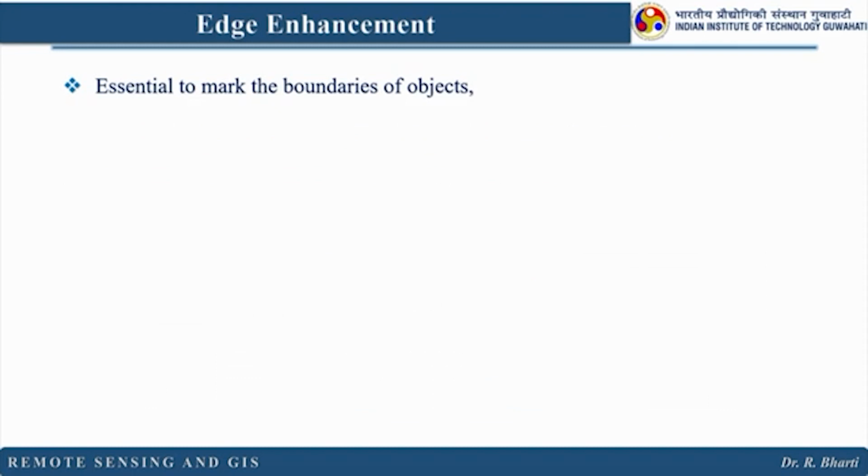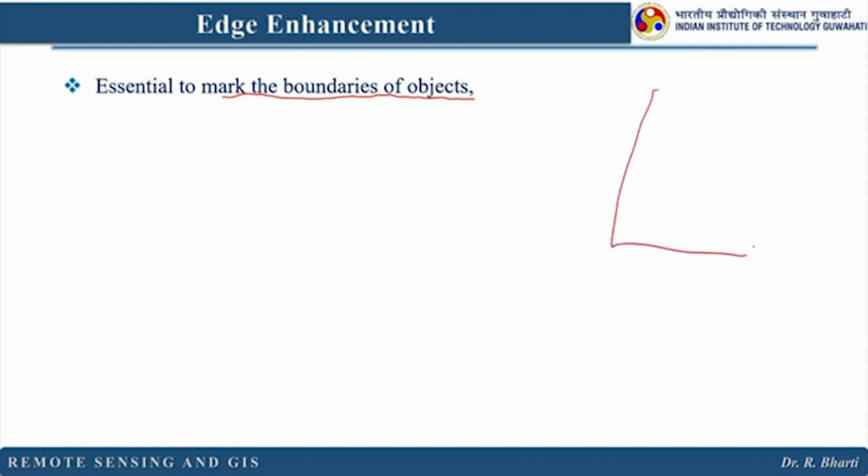Now it is very essential to mark the boundaries of objects. Why? Because our ultimate aim with this remotely sensed image is to interpret it, to have an input for our objective or for our model. How can we do that? By identifying the object or by identifying the material. Here I have written mark the boundaries of objects. If you want to estimate the area of forest, how will you do that?